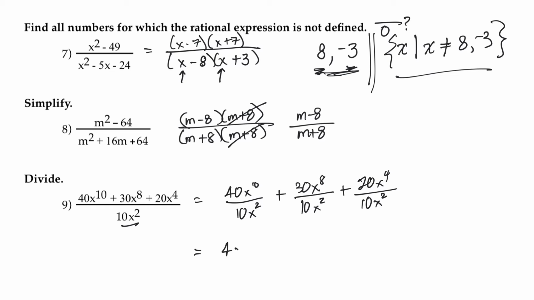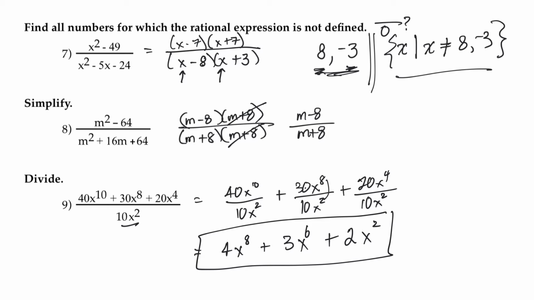So this would be 4x to the 8th. 30 divided by 10 is 3. x8 divided by x squared, I've got to subtract exponents. So it'd be x to the 6th plus 20 divided by 10 is 2, and then x squared. And I would leave it like that. I guess you could factor out a common factor of x squared, but they just wanted you to divide. I'd leave it like that.